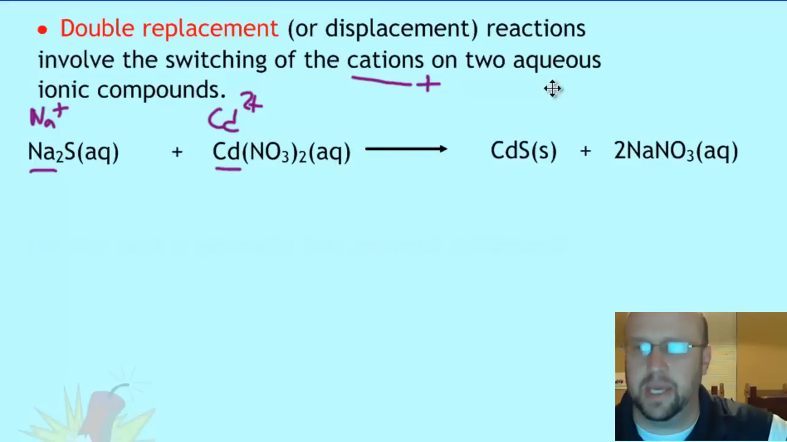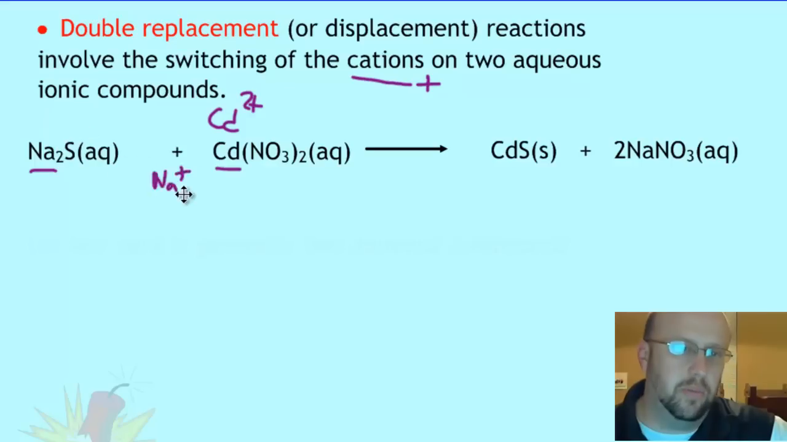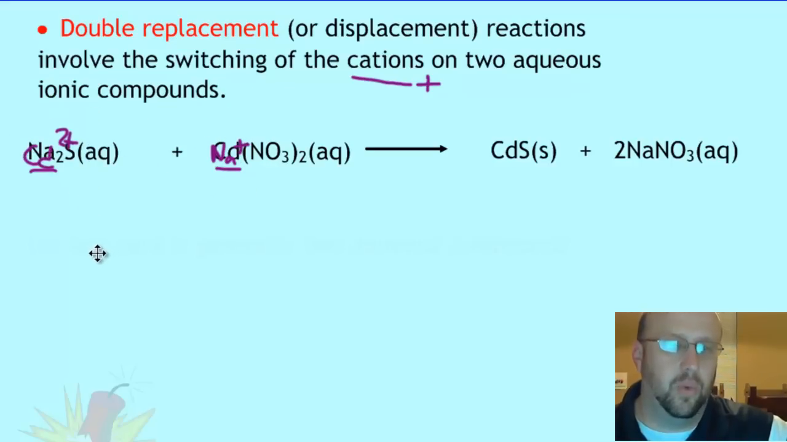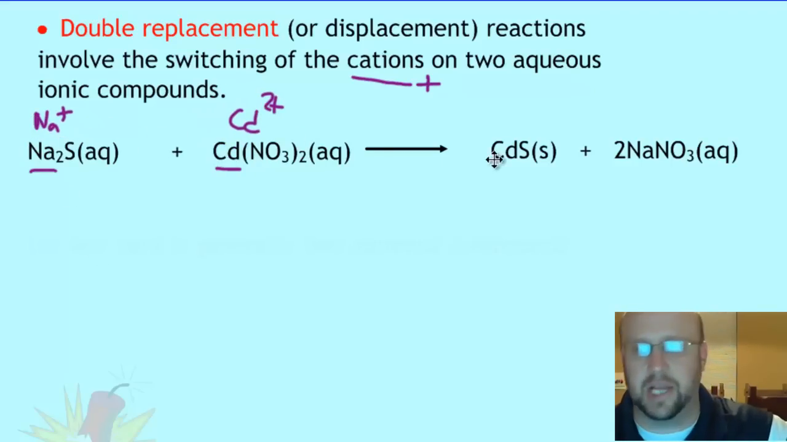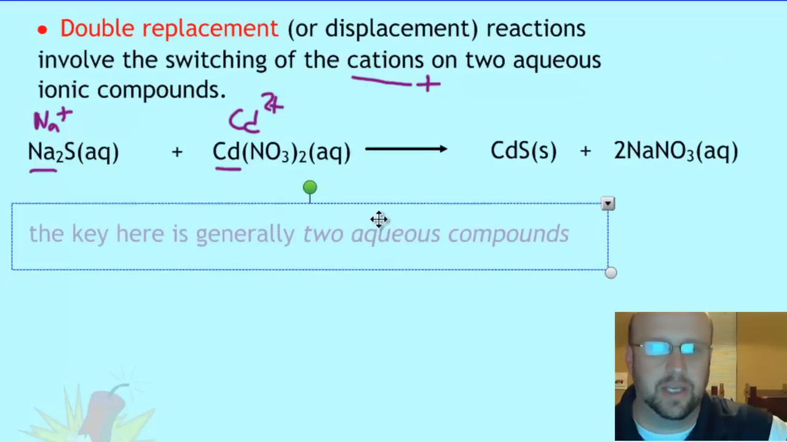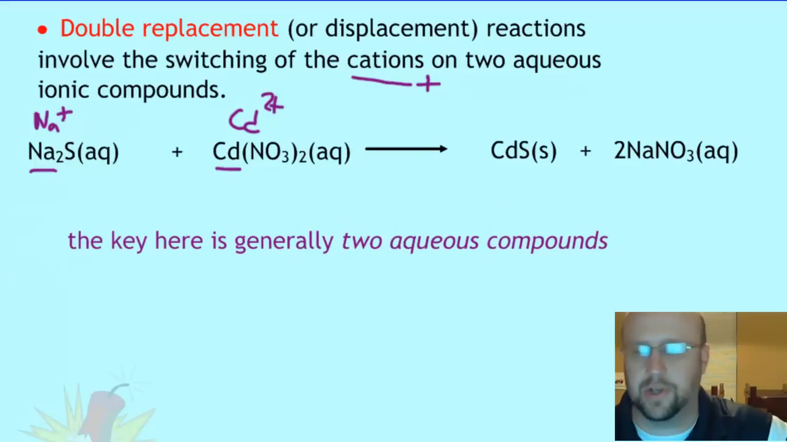They're going to switch places. So the sodium wants to come over here with the nitrate, and the cadmium wants to come over here with the sulfide. Now, if you look over on the product side of the reaction, that's what's happened. We have cadmium sulfide, and then we have sodium nitrate. Now, you'll note that in the definition it says two aqueous ionic compounds, and that's technically the easy way to tell that this has happened, that there are two aqueous compounds.